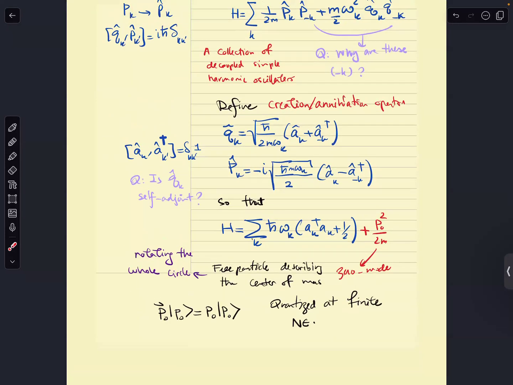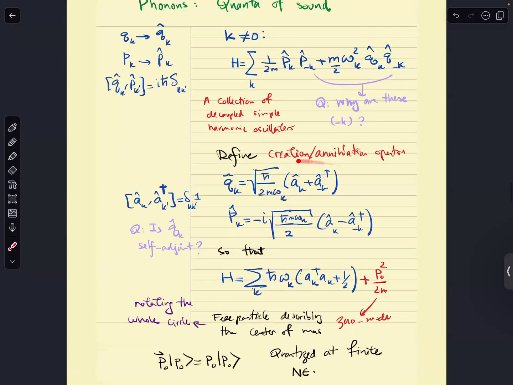Good. Once you define creation and annihilation variables, your Hamiltonian is a sum over k of h bar omega_k times the Hamiltonian of a simple harmonic oscillator. So you have a collection of simple harmonic oscillators. Every simple harmonic oscillator has a frequency, and here's the list of frequencies, the omega_k's. We had a plot, sine of k epsilon, telling you how the frequency depends on k. We said that we ignored the 0 mode. Let's put it back in.